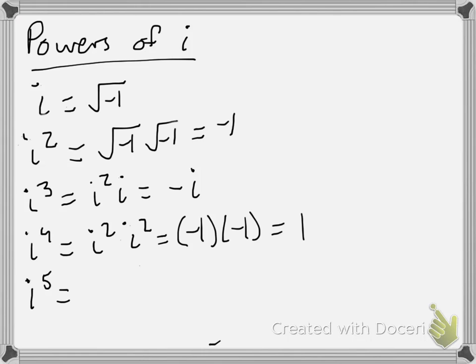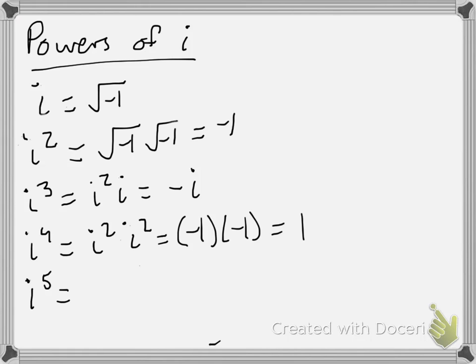I cubed then, that's just I squared times I, so that's going to be negative 1 times I, or just negative I. I to the fourth is where it gets fun, because we can rewrite that as I squared times I squared. We know I squared is negative 1, so I to the fourth is now negative 1 times negative 1, or 1. So any I to the fourth power is just going to be 1.